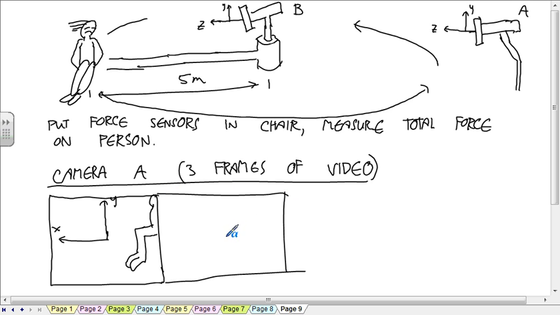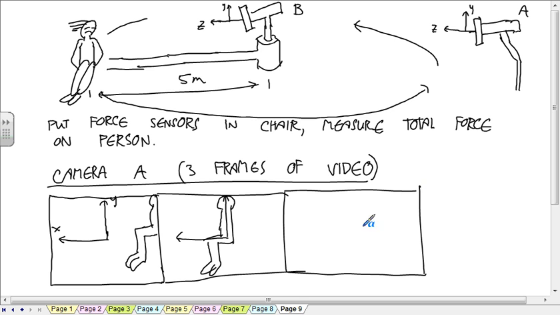The second frame has the person exactly 5 meters in the Z direction from the origin. And then the third frame, the person's gone by. And so the camera just sees this.